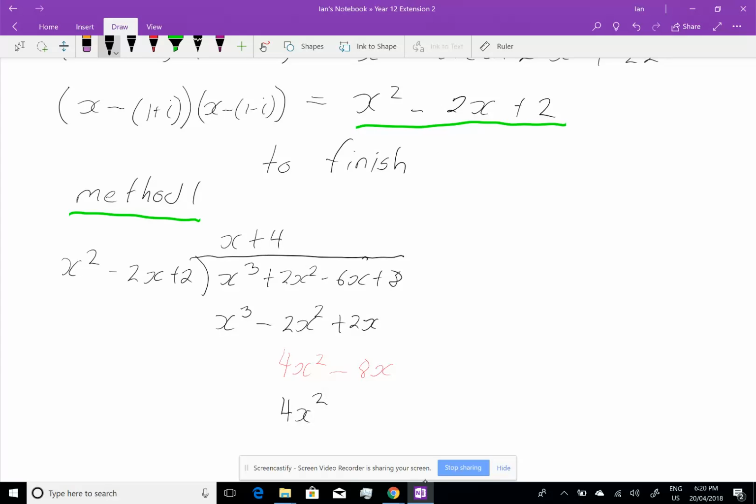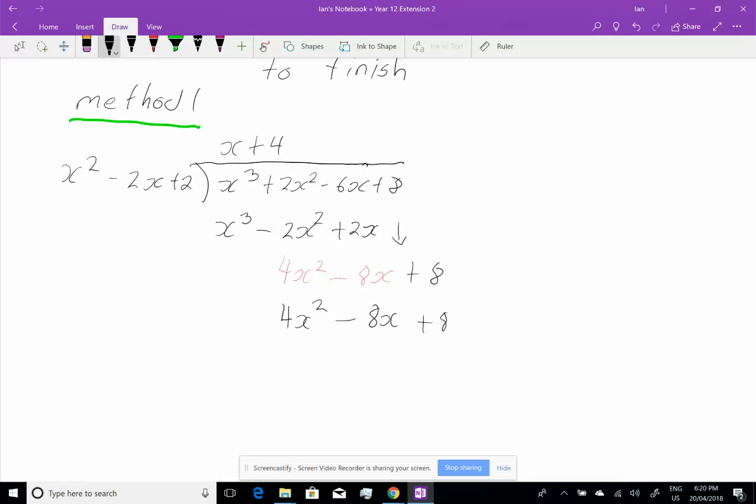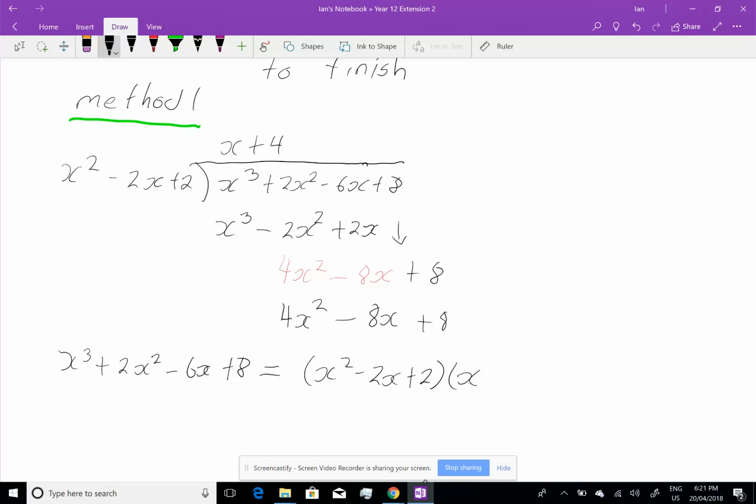What do I get? I get 4x squared minus 8x. Oh, and I forgot my 8. I forgot to bring that 8 down. 4x squared minus 8x plus 8. And when I subtract, they all go. It becomes 0. So x cubed plus 2x squared minus 6x plus 8 equals x squared minus 2x plus 2 times x plus 4.